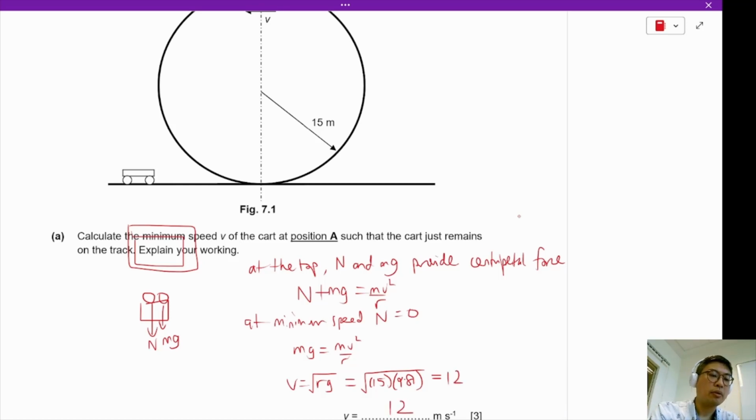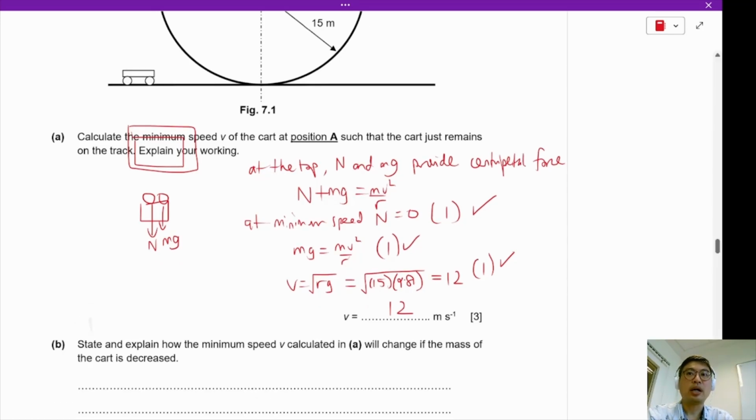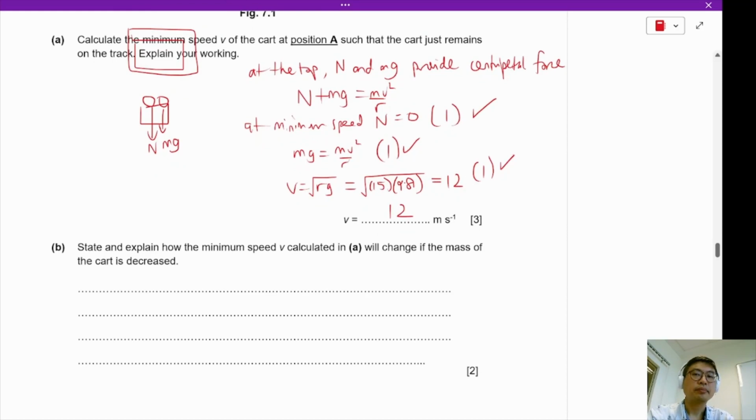Now, you will get 1 mark for writing that at minimum speed, N equals 0 over here, and you get 1 mark for writing the equation mg equals mv squared over r, and then after that 1 mark for the answer 12. So these are how the marks are distributed.